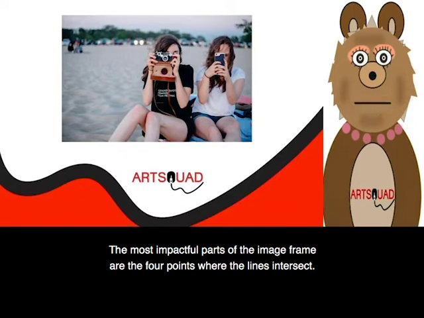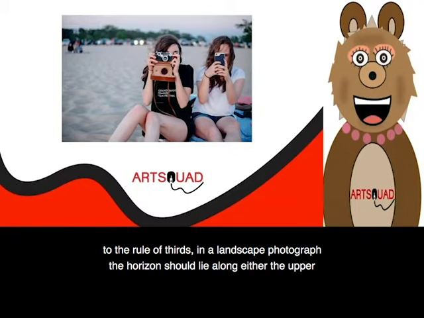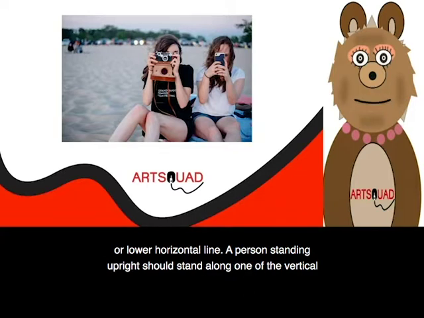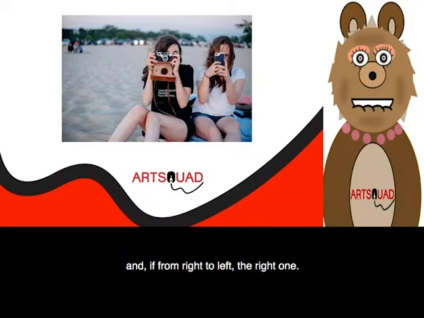Most impactful parts of the image frame are the 4 points where the lines intersect. After this, positions along the lines themselves are most impactful. For example, according to the rule of thirds, in a landscape photograph, the horizon should be along either the upper or lower horizontal lines. A person standing upright should stand along one of the vertical lines. If he or she is looking from left to right, the left vertical line should be used, and if from right to left, the right one.